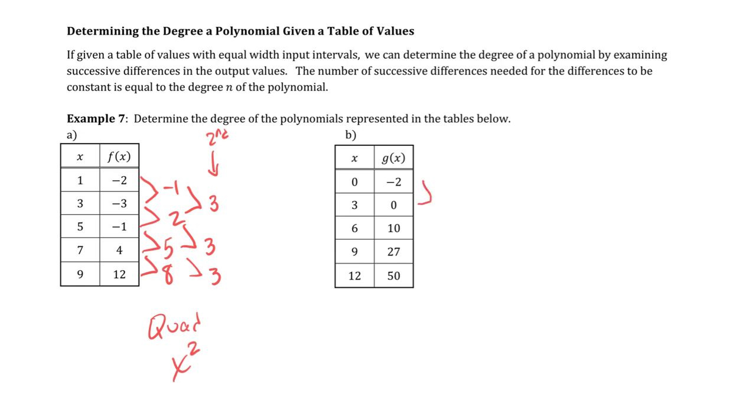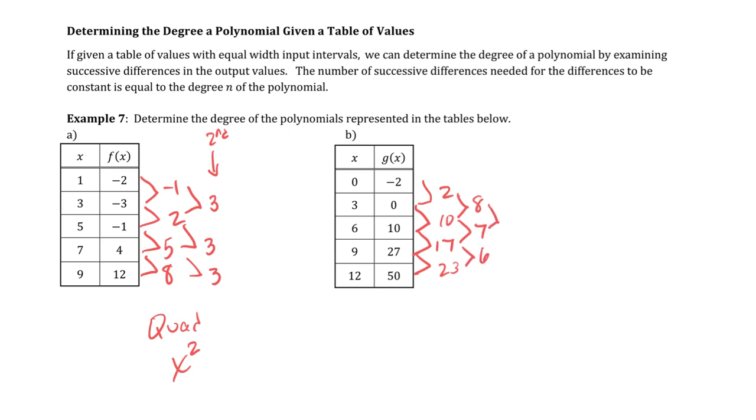0 minus -2 is 2. 10 minus 0 is 10. 27 minus 10 is 17. 50 minus 27 is 23. That's not even close. Let's try it again. 2 minus 10, 8. 7. 6. That didn't work either.